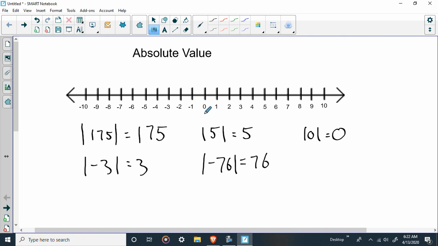So long story short, if it's an opposite, flip the sign. If it's negative, it becomes positive. If it's positive, it becomes negative. If it's absolute value, just make it positive.